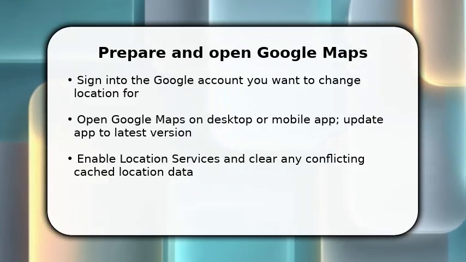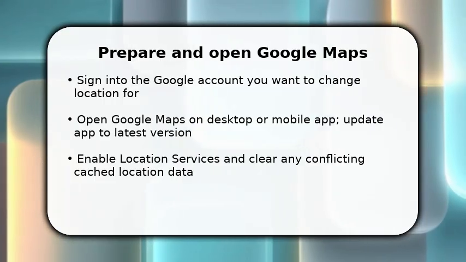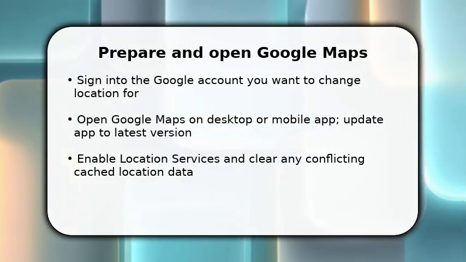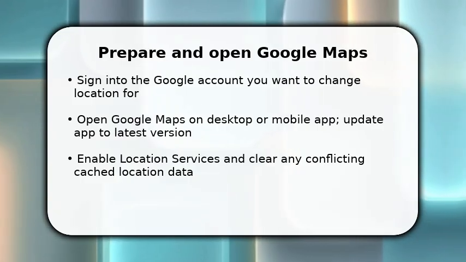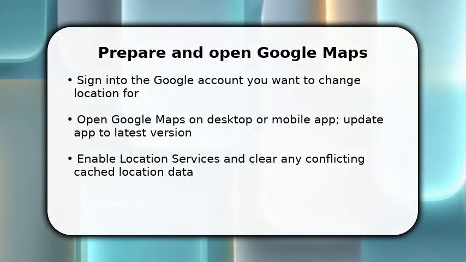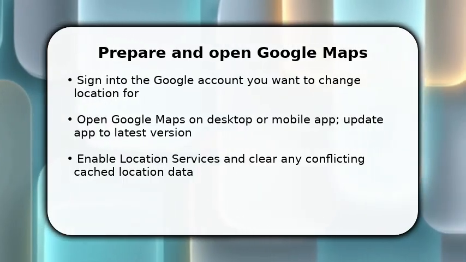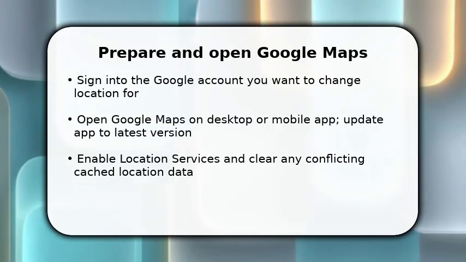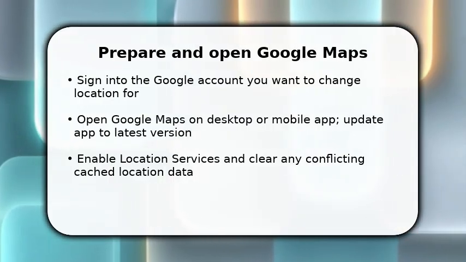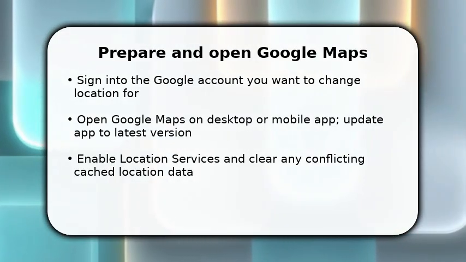You'll start by signing into the Google account whose map location you want to change. Open Google Maps on your device and make sure the app or browser is updated. Outdated clients can block location tools. Once done, enable location services for maps and clear cached location history if it conflicts, because old data can force the app to snap back.